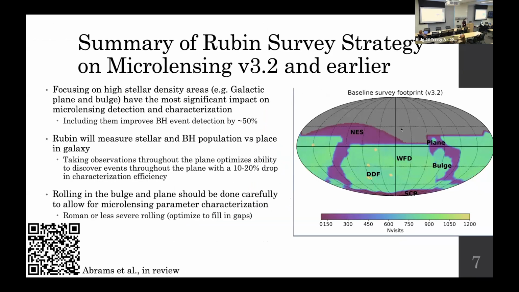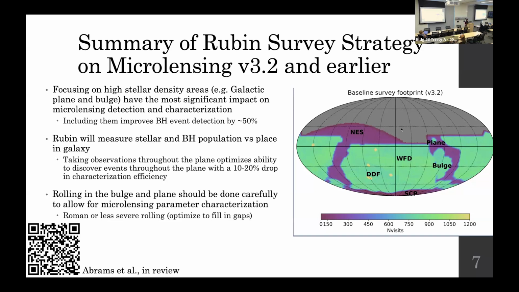First I'm going to summarize some of the results from the 3.2 options and earlier, and then I'll go into a little more detail on some of the more recent options. Just to first order, focusing on high stellar density areas, such as the galactic plane and bulge, has the most significant impact on microlensing. If you don't look at the galactic plane and bulge, you don't have a microlensing survey. But for a while now, we've included that as part of the survey.